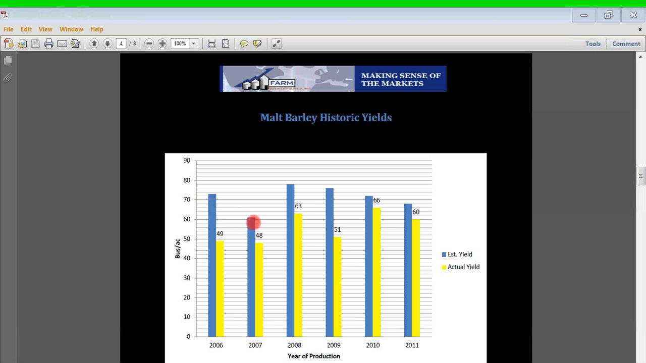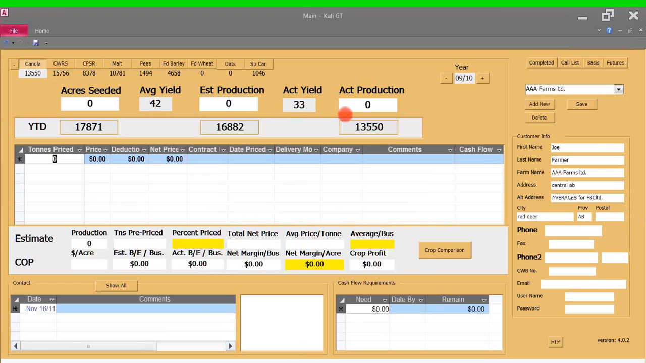For some reason, 2007 it dropped down to 60, but everybody's thinking 70, 70. We're only averaging 60. There again, that comes into if we've got to start looking at should we be growing?